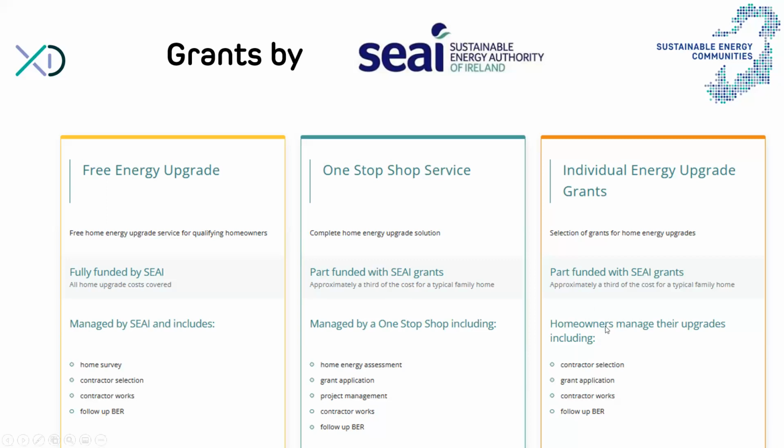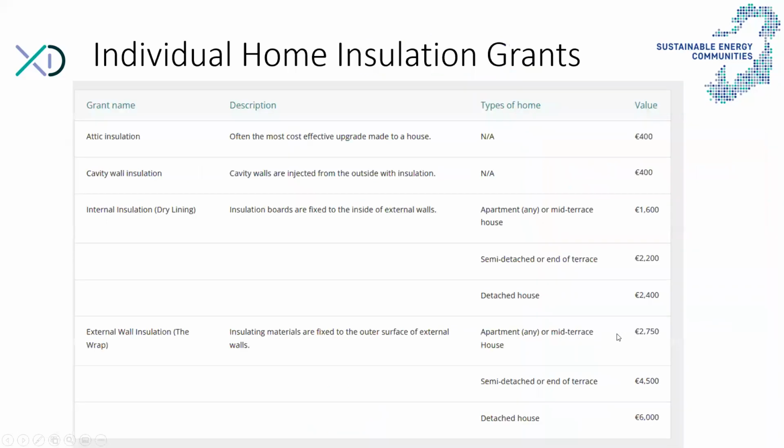And in that framework, we can apply for an individual measure. And in this next slide, I'm giving you an outline of the range of measures which are eligible for grants. So attic insulation, 400 euros, cavity wall insulation, 400 euros, internal wall insulation, let's say dry lining, ranging from 600 euros for apartments to 2,400 euros for a detached house, and then external wall insulation, again, with the level of grant ranging from 2,750 euros up to 6,000 euros for a detached house.